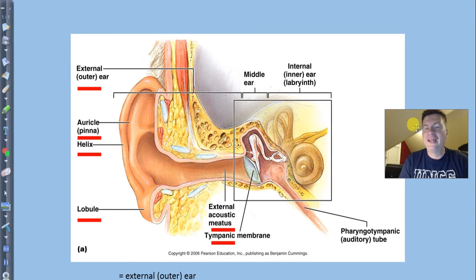I put these in red, indicating the external or outer ear. So the part that we see that extends on the outside, this whole thing that extends, is technically called the pinna. The helix is just this part that's especially rounded, kind of the margins of it. And the part that hangs down here is called the lobule.